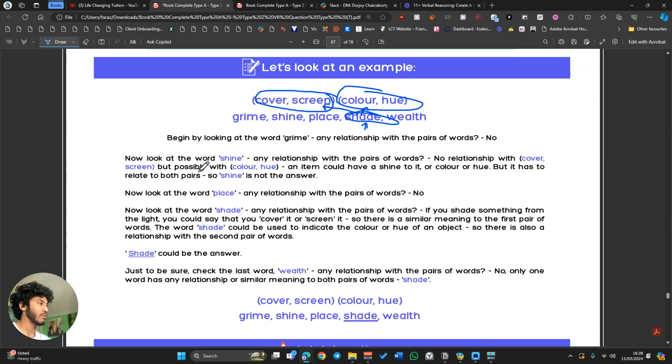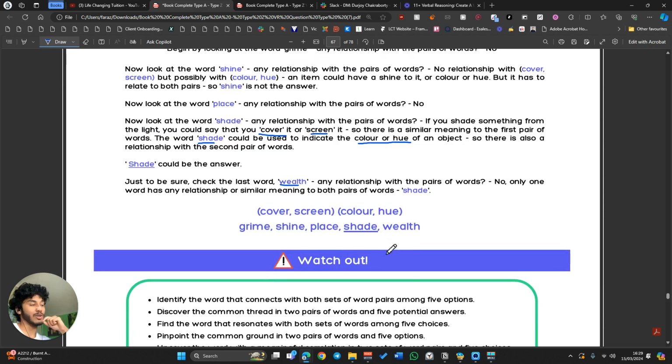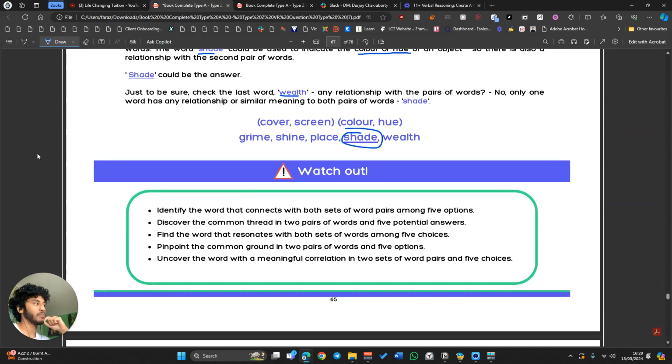We can have a look at what it's saying down here. Yeah, it's basically said the same thing. So it said if you shade something, you're covering it or screening it, and then also if you're having a shade of a color or a hue, it sort of matches as well. And again, what it does here is it just checks the other ones, such as wealth and place and shine and grime, and checks if they match, and basically they don't, so we end up with this answer.